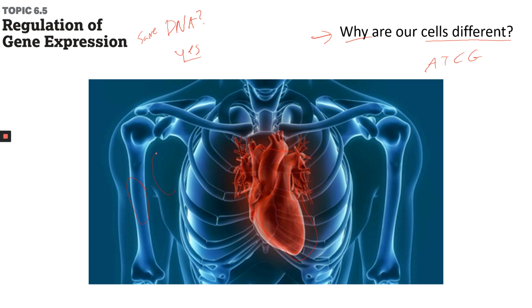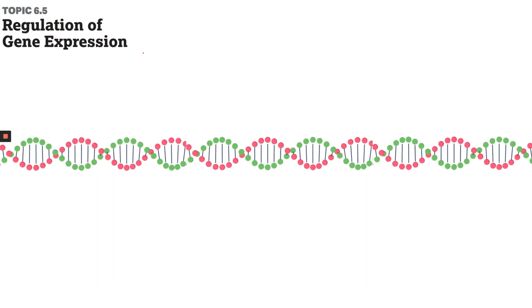Also, think of your skin, right? What about your skin cells? They offer protection, right? They build up a protein called keratin in the exterior of your body. That's what your outer layer of skin is made of. Why are all these three types of cells so completely different if they have the same DNA? And the answer to that is gene expression and regulation of gene expression.